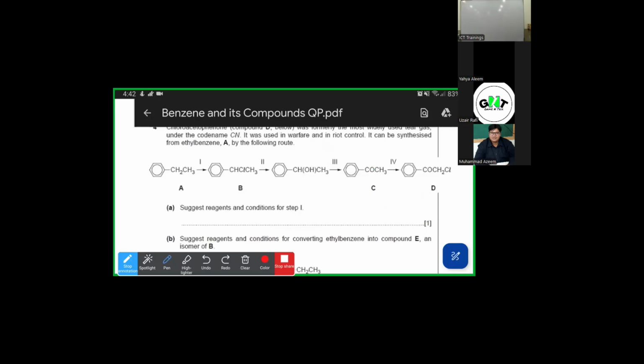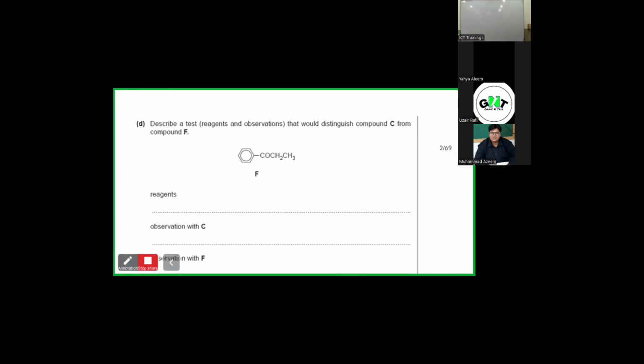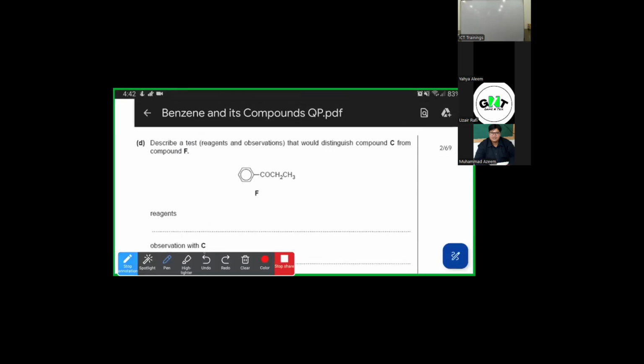So now, the question is asking: describe a test, a reagent and observation that would distinguish compound C from compound F. So this is compound C and this is compound F. You want to distinguish both of them. Both are ketones. If you look, this is a ketone and this one is a ketone as well. So if we want to distinguish them, I told you in A1 there is a test called the triiodomethane test. This test is also called the iodoform test.